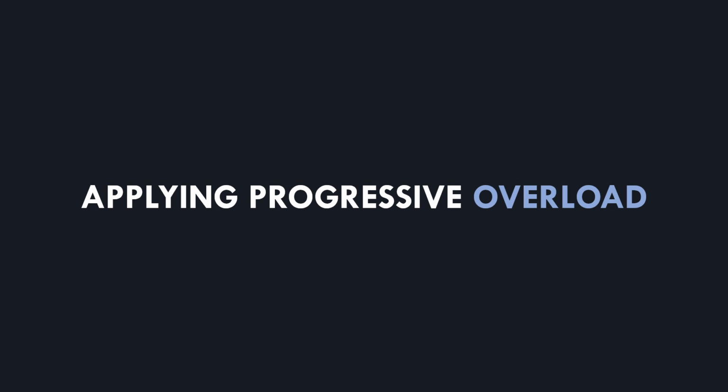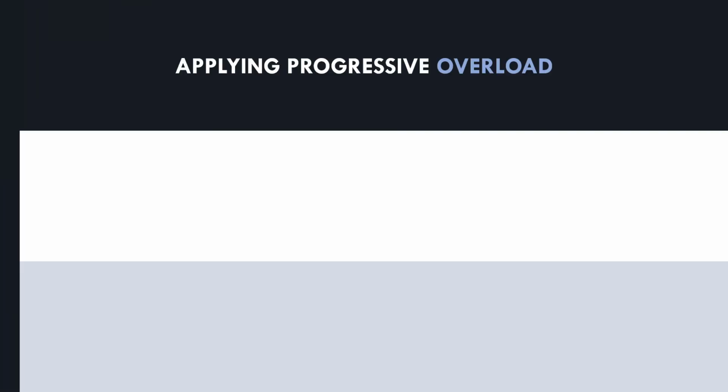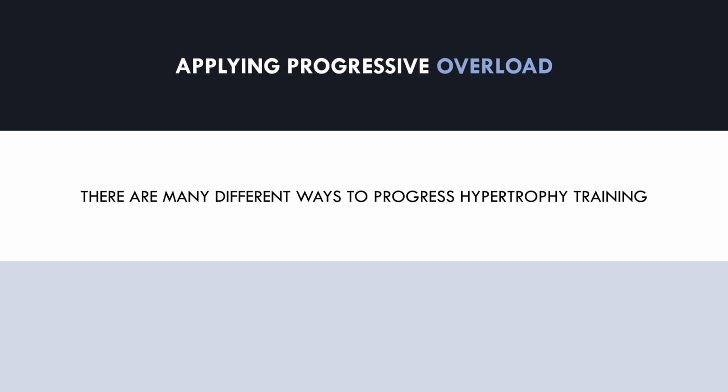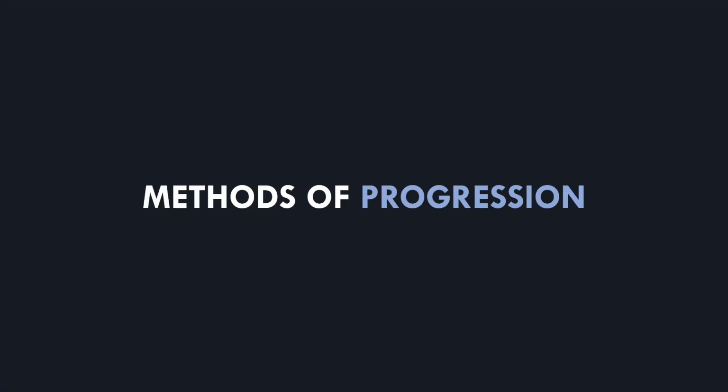Before we get into the details of how to progress hypertrophy training from week to week, it should be noted that there are many different ways to progress a program. There is no single best way to progress training, and programming may change based on your specific context. However, here are some examples of how training can be progressed and how they can be manipulated. Let's now cover what progression methods we can implement to progress hypertrophy from week to week.